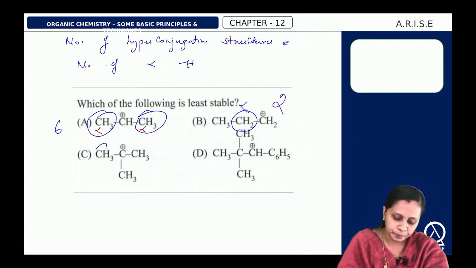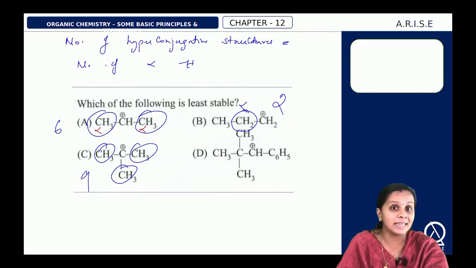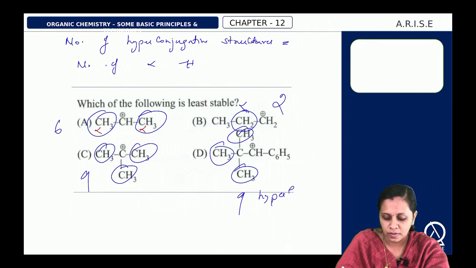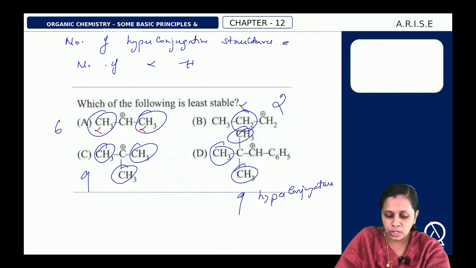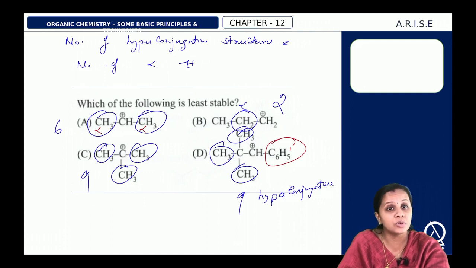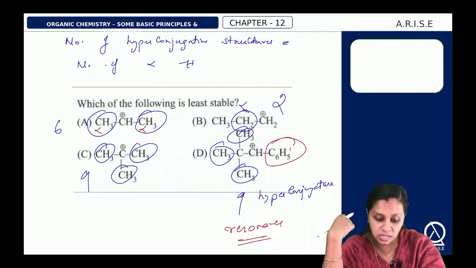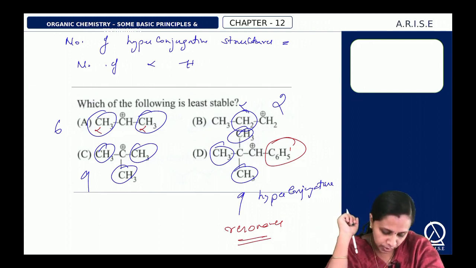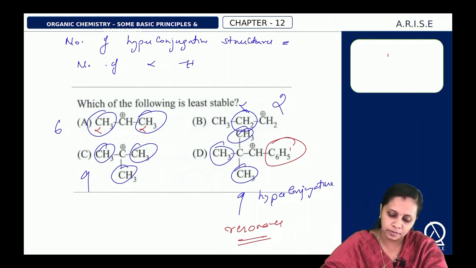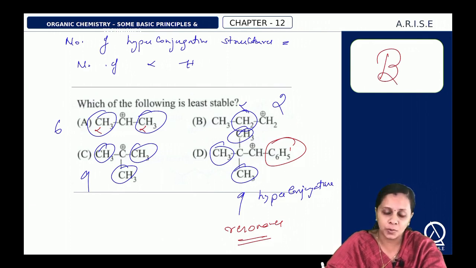What about the third one? You have 3 alpha carbons, so the hyperconjugated structures are 9, because there are 9 hydrogens in total. What about this one? You have 9 alpha hydrogens, so 9 hyperconjugative structures, and in addition to it you have a benzene ring, right? The benzene ring contributes resonance. So in option D you have resonance as well as hyperconjugation. So which is the most stable one? D is the most stable one. Then you have C, then A, and which is the least stable? It is option B. So B is the least stable carbocation here.